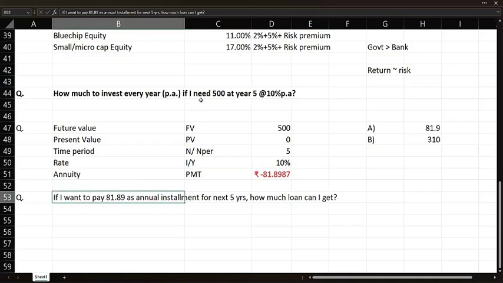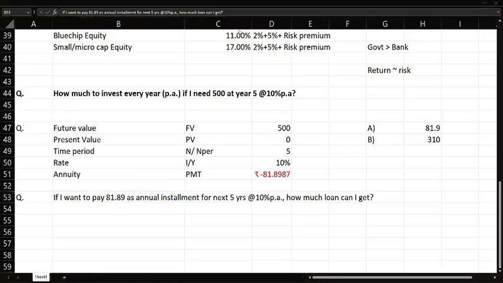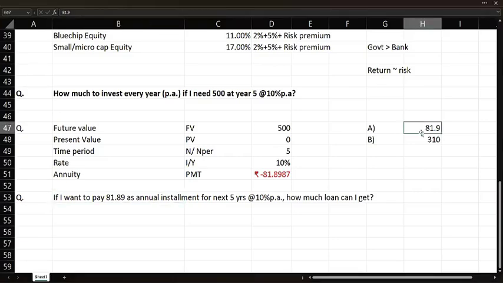I have given you the installment that we'll be paying every year for the next 5 years. Interest rate is, by default, 10%, so it's fine if I'm not writing it again and again. The question is, how much loan can I get, or how much loan am I getting today so that I'll be making payments of 81.89? Yes. $310.46 something.